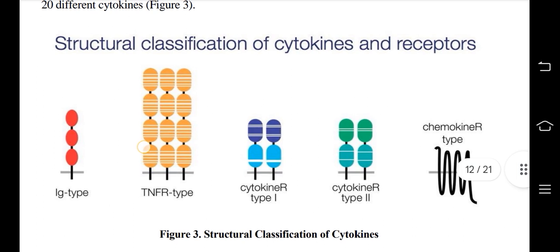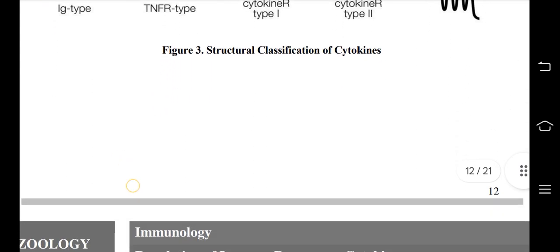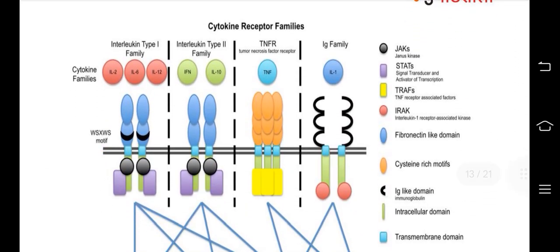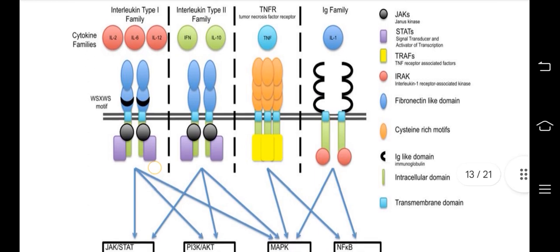Structural classification of cytokines and receptors: IgG type, TNFR type, cytokine R type 1, cytokine R type 2, chemokine R type. Structural classification of cytokine: IgG type, TNFR type, cytokine R type 1, cytokine R type 2, chemokine R type 1. Interleukin type family. Cytokine families: interleukin type 2 family, interleukin type 1 family, TNFR, IgG family.